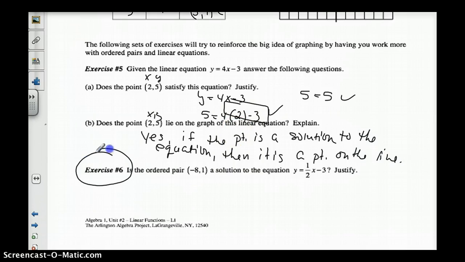So you can do number 6 because time is going to run out. You could try number 6 and we'll finish this up tomorrow together.